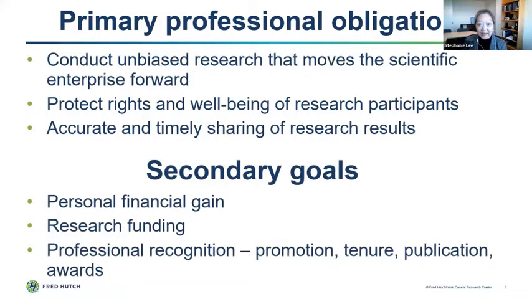On the other hand, these professional obligations conflict with some of our secondary goals, which include sometimes personal financial gain, research funding. If you are an investigator, you need to keep yourself funded, your lab funded, your research program going. And also there's the pursuit of professional recognition. So promotion, tenure, publication, and awards. All of these secondary goals can interfere and bias your professional obligations.